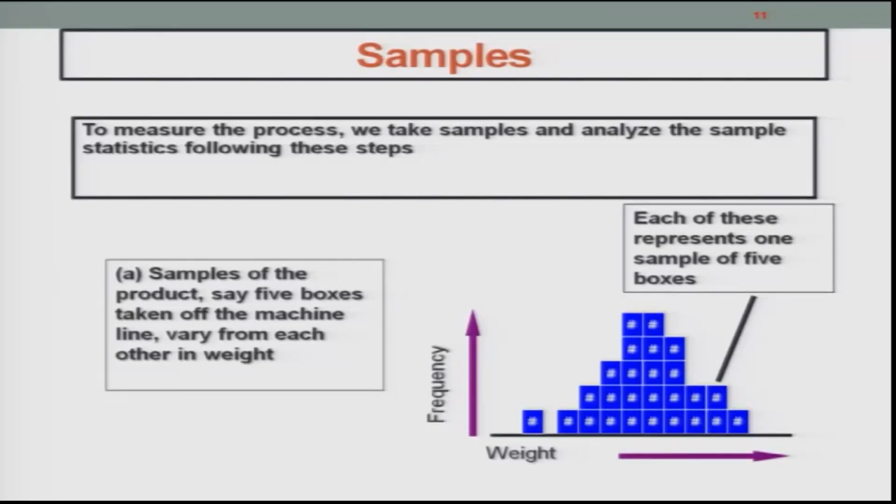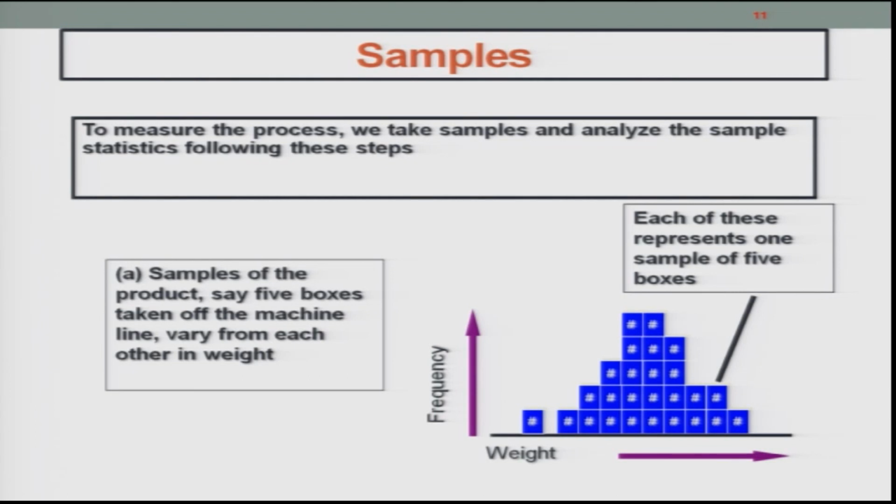So, in this example, again coming back to the example, samples of the products, say 5 boxes taken off the machine's lines with varying weights are checked, and what you do is plot the weights along the x axis and the frequencies, the number of such boxes which are exactly that weight or within some range of weights, along the y axis.